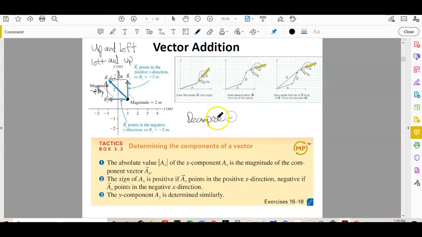So you've got to decompose the b vector here. And when you do that, you're breaking it up into components of the x-axis and y-axis, okay? So by decomposing the b vector, you're breaking it up into components that are parallel to the given axes, x and y.